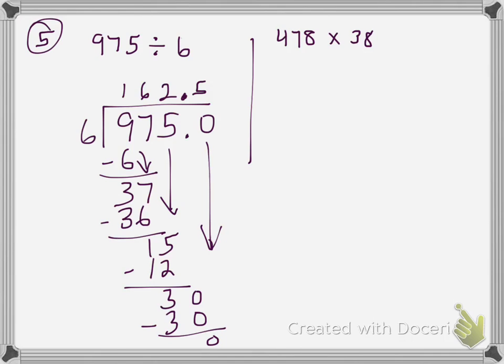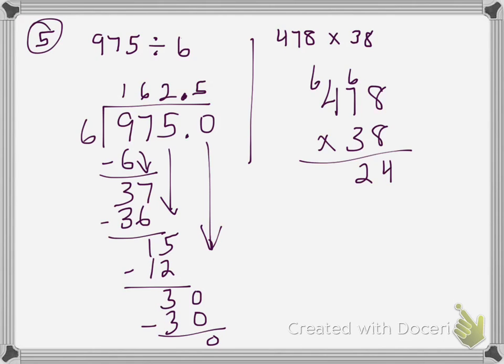Next up, we have 478 times 38. I'll rewrite this. And 8 times 8, that's 64. Put down the 4, carry the 6. 8 times 7 is 56. Plus 6 is going to be 62. Put down the 2 and carry the 6. 8 times 4 is 32. Plus 6 is 38. I'll cross out my carry so I don't accidentally use them again.